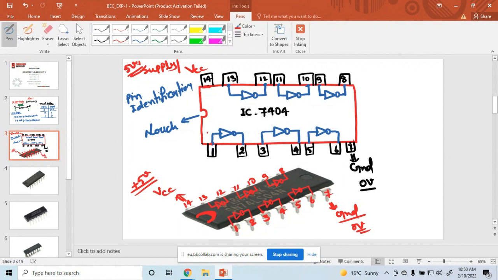So using a simulation, we can verify the truth table of these logic gates. Okay. So first of all, I will complete these three, NOT, AND and OR, and after that we will simulate. Is there any problem? No, sir.